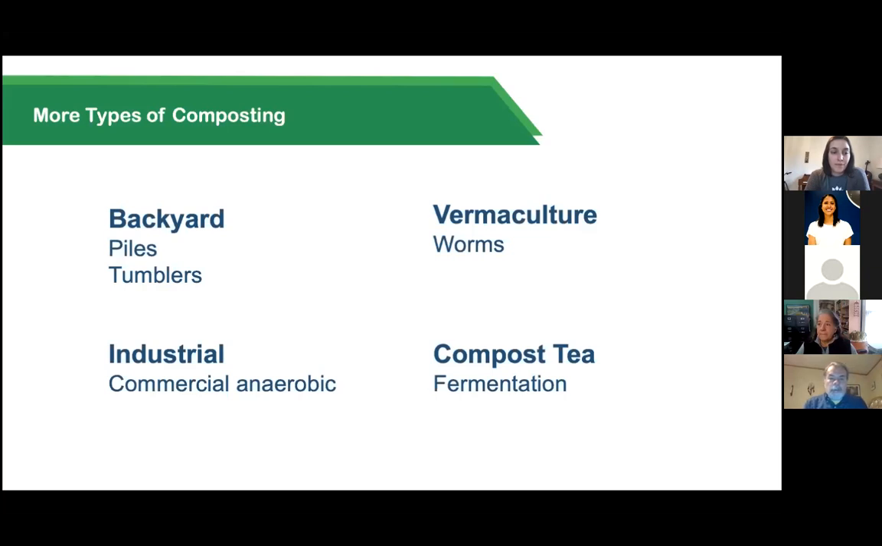A tumbler, and there are a lot of different types of tumblers too, is essentially just a little enclosed rolling barrel. The advantage of tumblers is you can put a little less in there. You don't have to build up the pile as much. And turning it is really easy, because all you have to do is grab the handle and turn the little lever and it turns your pile for you. One of the issues that a lot of people run into with tumblers is they end up turning it too much.